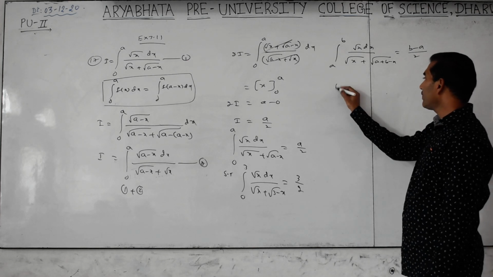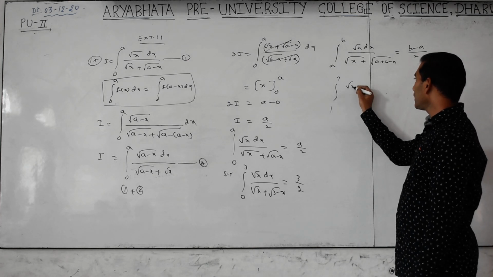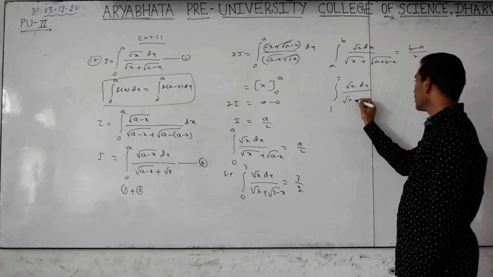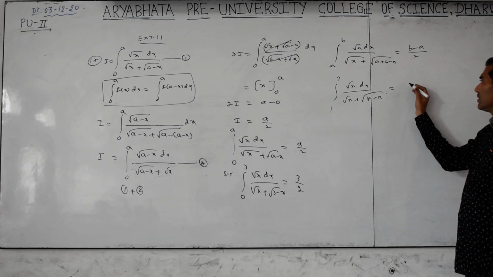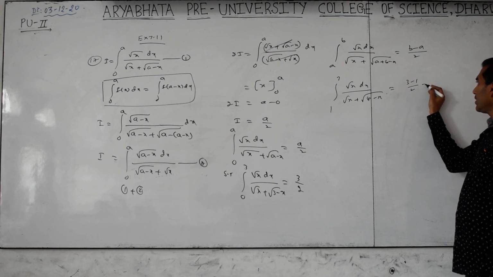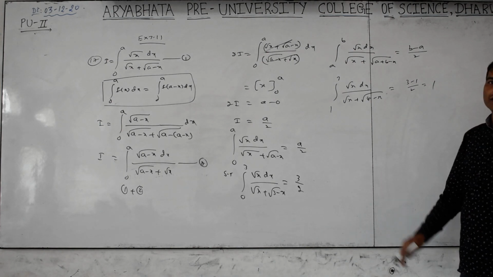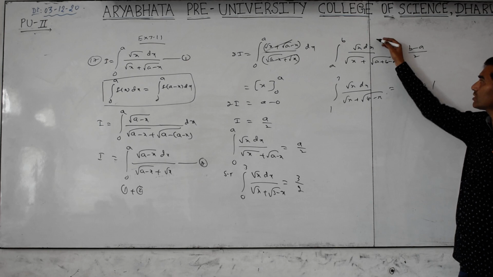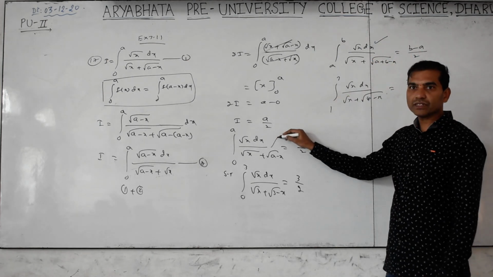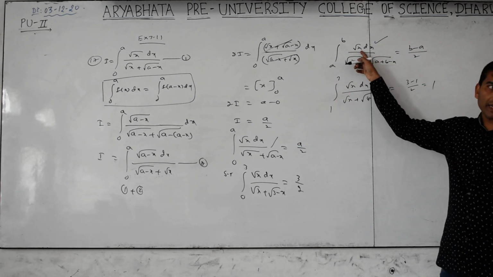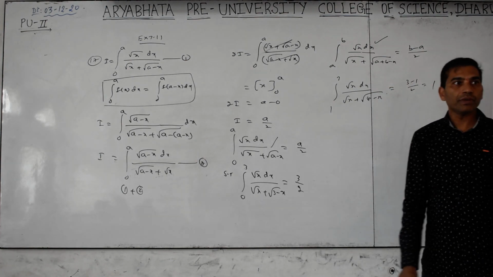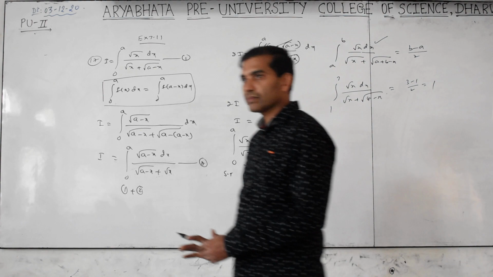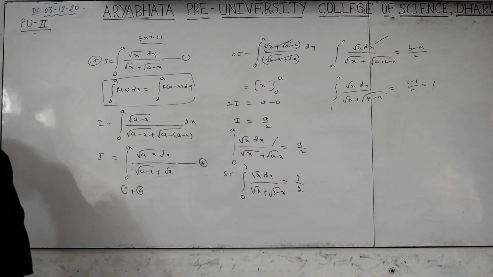For example, integration of 1 to 3 root x dx by root x plus root of 4 minus x. What is the answer? 3 minus 1 by 2, which is equal to 2 by 2, that is 1. So this is the standard form: integration of a to b root x dx by root of x plus root of a plus b minus x equals b minus a by 2.